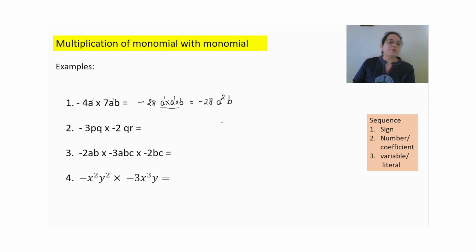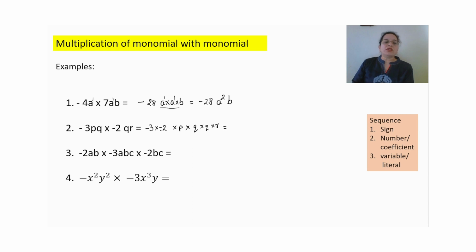Take another example. If you still have confusion, you can write down first all the numbers. Okay, then write down all the variables related with p. Only one p variable is there. Then q we have 2 times, so write down q 2 times, and then r is only 1 time, so write down r. Now multiply number with number.